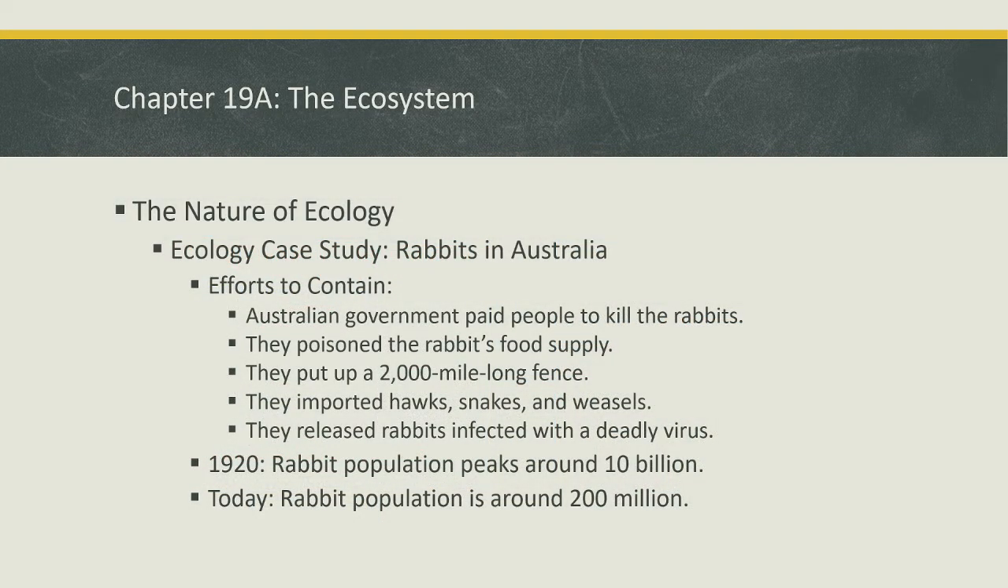Next, they imported hawks, snakes, and weasels, because what they realized was going on is there was no natural predator to rabbits in Australia. So the rabbits, as long as there was food available, they could eat and reproduce, and there was more land available where there was more food, and there were no animals there that were killing them. So they thought, well, let's bring in some animals that kill rabbits. We'll bring in hawks. We'll bring in snakes. We'll bring in weasels. And it helped a bit, but there were other things that were going on with the hawks, snakes, and weasels that kept them.